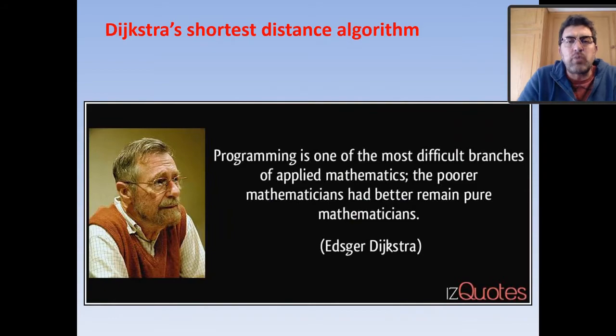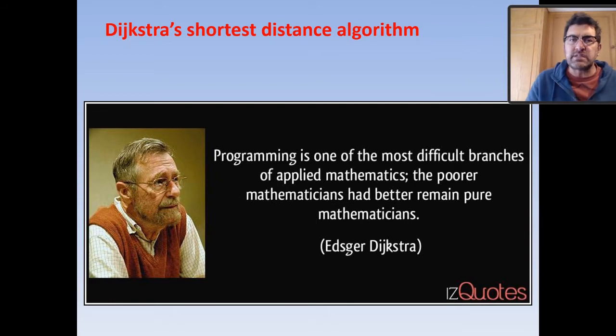Here's a nice quote from Dijkstra. Dijkstra said, "Programming is one of the most difficult branches of applied mathematics. The poorer mathematicians had better remain pure mathematicians." Now that is a very, very powerful statement. Okay, this is what graph theory does. It's an applied mathematics. You can apply it to so many things.